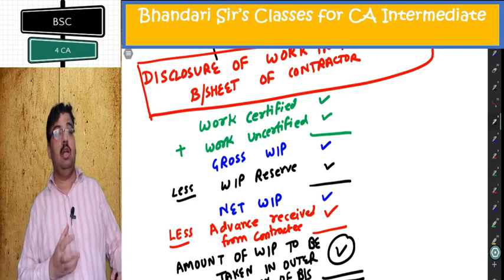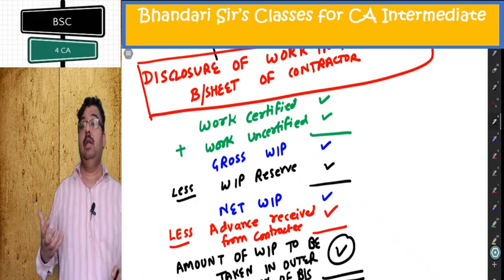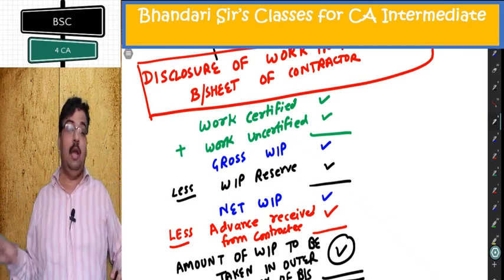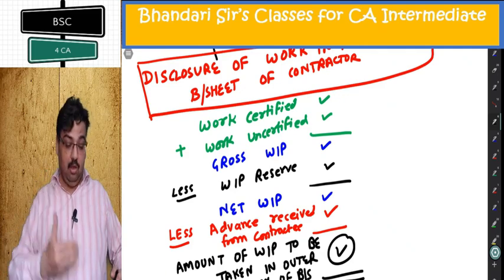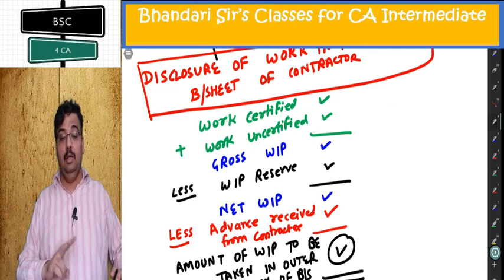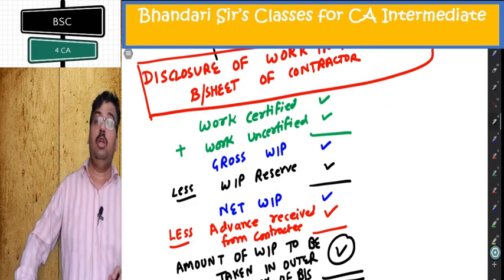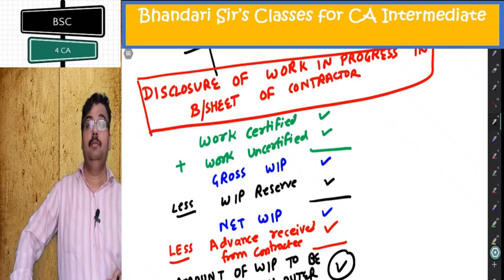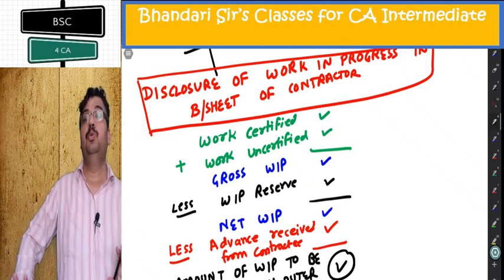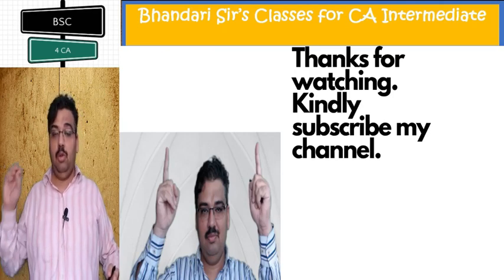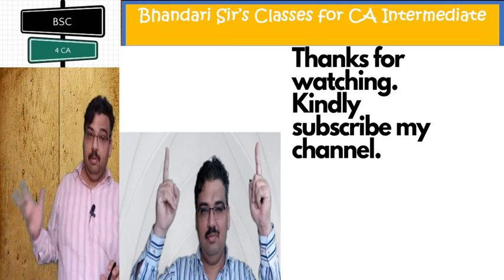They are small concepts. They were prominently coming in exams long back, but recently they have not been asked. In the module, they are not carried. But you should have knowledge of these small things: making the contractee account and this disclosure of WIP in the balance sheet of the contractor. I hope it is clear to you. I have dealt with all the questions. These are all questions related to your study module.